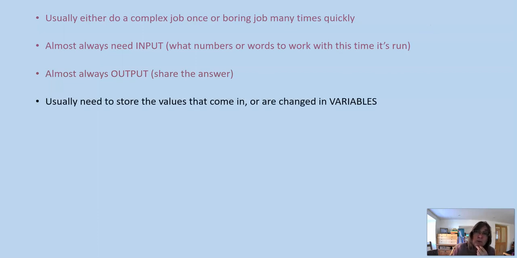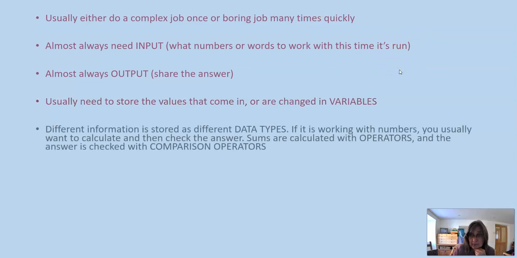The computer program almost always needs to store the values, either the value that comes in, or the calculated value, or the result of that decision. And we call that a variable. We have to name a place that we can store that value. That's called a variable. Different information is stored in different what we call data types.